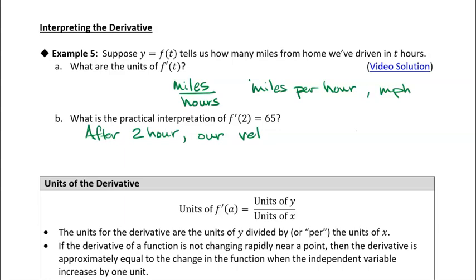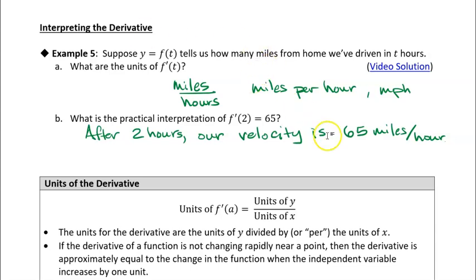So we'll just say velocity. We could say instantaneous velocity, but our velocity is 65 miles per hour. So that's just telling us that at that time, that's what our velocity is.